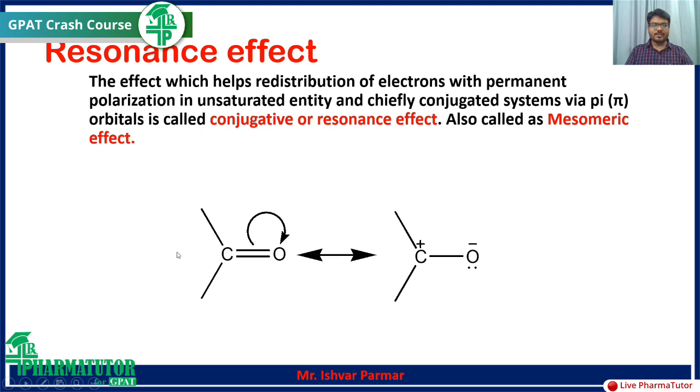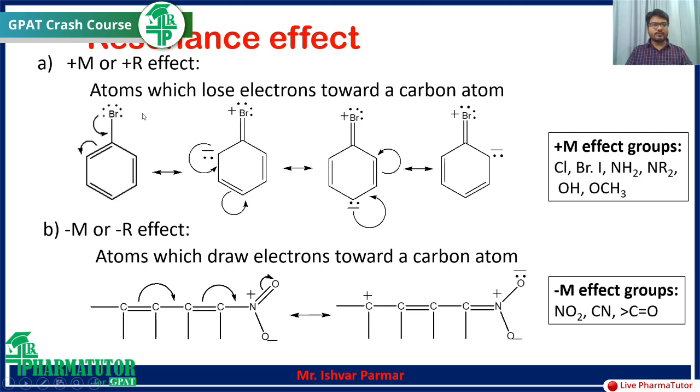You can see it is a carbonyl functional group. Oxygen is a more electronegative atom than the carbon. So oxygen gets a negative charge and carbon gets a positive charge. You can see here a fully positive charge, and here a fully negative charge. There are two types of resonance effect: first the positive resonance effect and then the negative resonance effect.